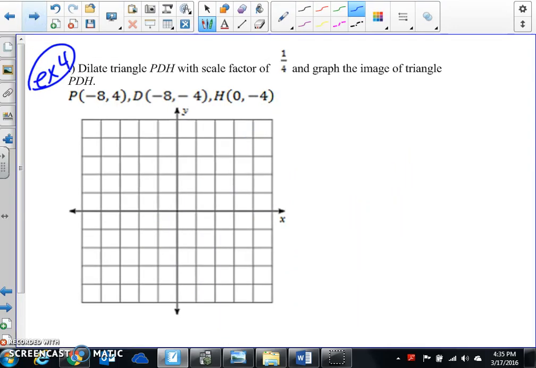And last one, they could just give you one like this and say, okay, dilate it. So let's start by just graphing the original. So the original is at -8, 4. So 1, 2, 3, 4, 5, 6, 7, 8. 1, 2, 3, 4. So that's P. D is at -8, so -8, -4. 1, 2, 3, 4. H is at 0, -4. Connect your points.